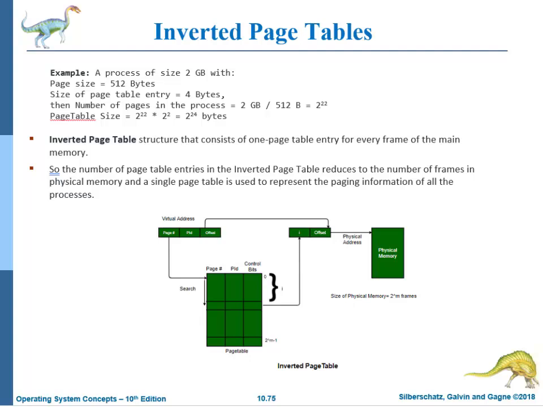So this technique is called inverted paging, as the indexing is done with respect to the frame number instead of the logical page number. Each entry in the page table contains the following fields: the page number, the process ID, the control bits, and a chain pointer. The operation of an inverted page table is shown in this figure.